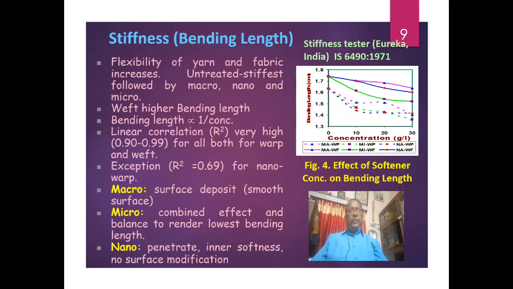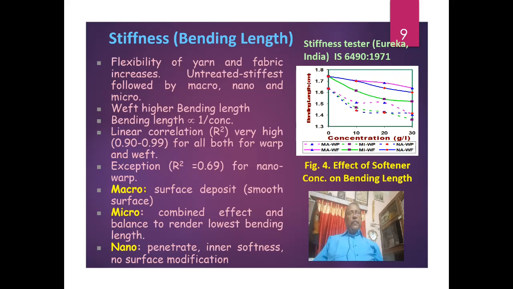Stiffness of the untreated and finished fabrics was measured by a bending length apparatus. In this apparatus, the fabric is allowed to fall over the end of a plate, and the length of the fabric required to form a 45-degree angle of bending is noted as the bending length. A higher bending length means the fabric is stiffer.